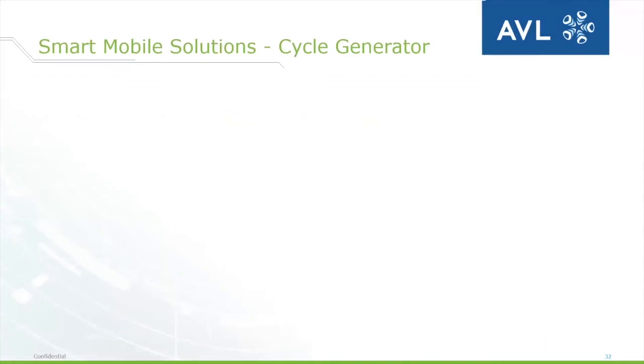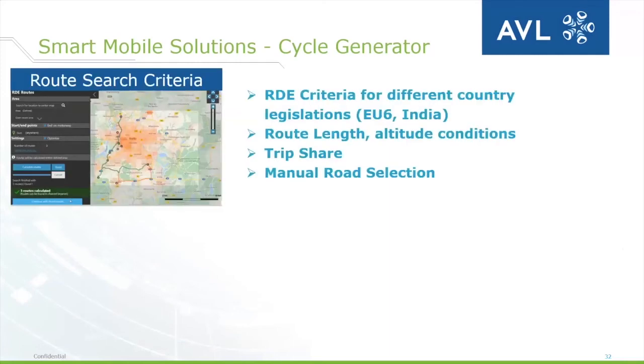That looks great. Now we can also look into the details of how this route calculation and route search is done. As you all know, there are certain specific conditions when it comes to RDE, specific regulations for how the route should look. The tool, by using direct access to the digital maps in a specifically selected area, can find multiple route alternatives according to the different country legislations, for instance, for Euro 6 or for Indian RDE legislations.